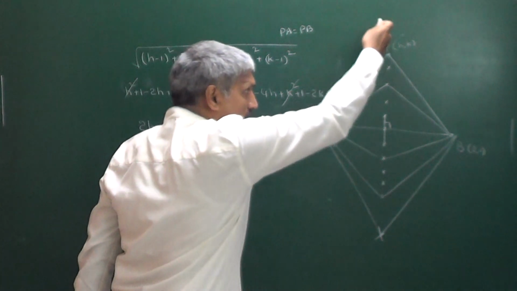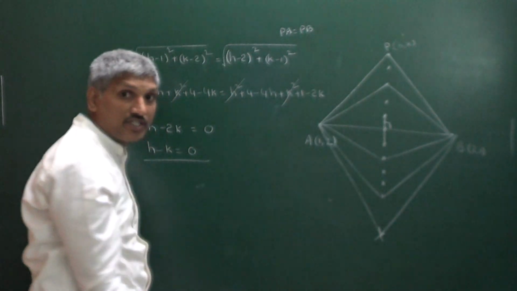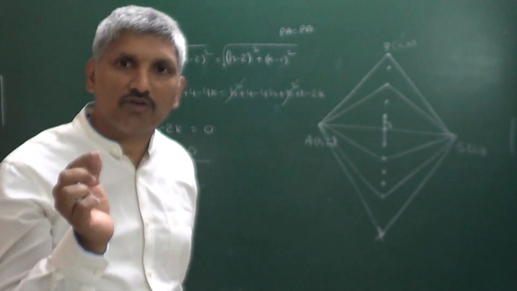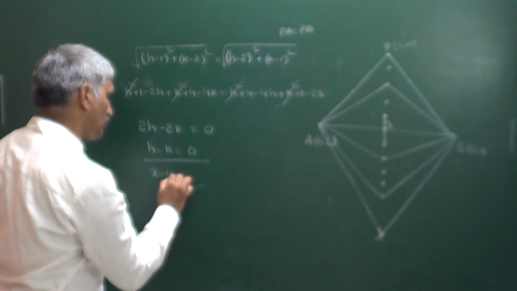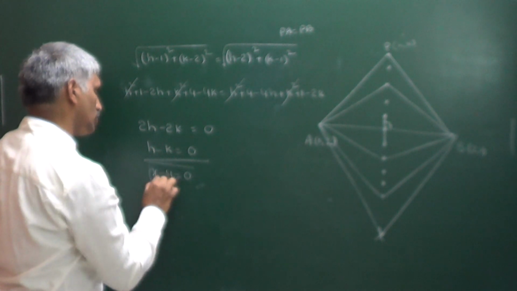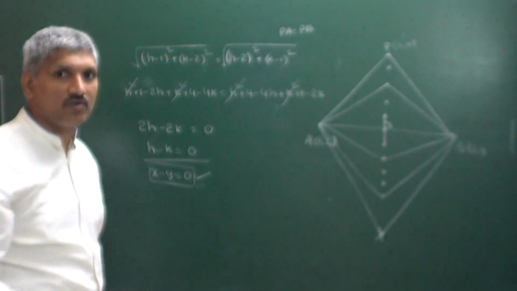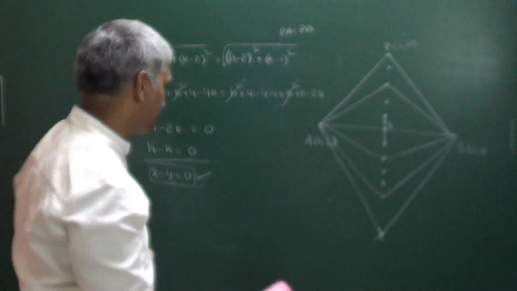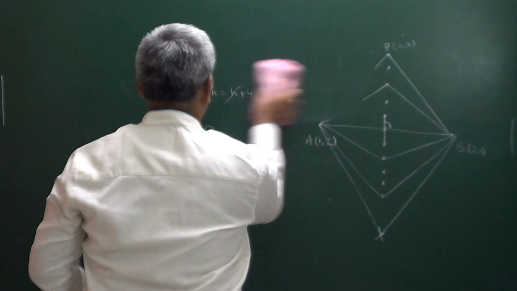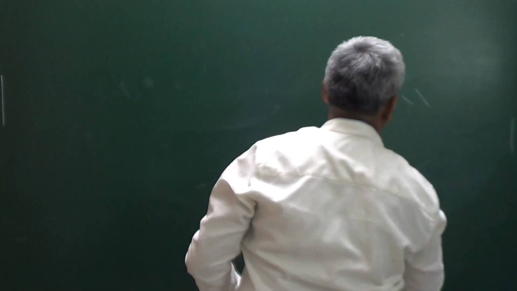Therefore, for this set of all these points, we replace h comma k with x comma y, so we will get x minus y is equal to 0. This is the equation of the locus for this set of points. Now there is another question given like this.